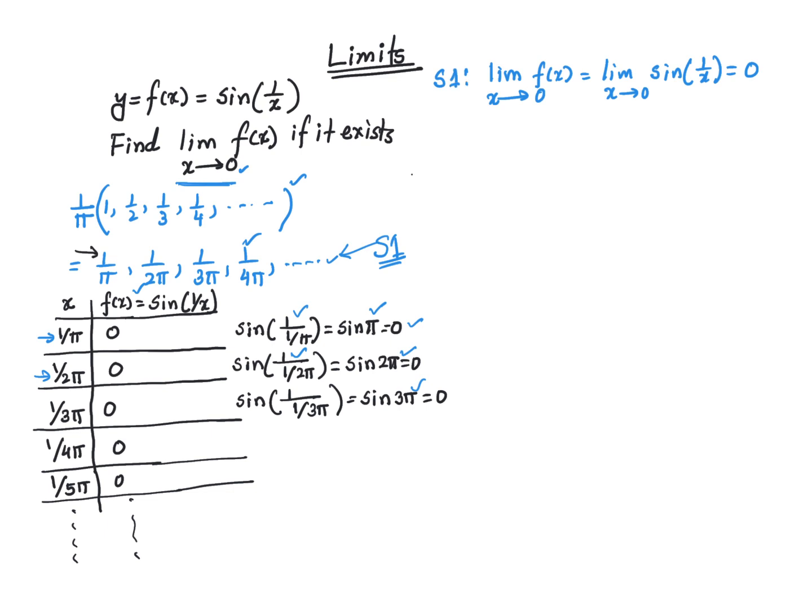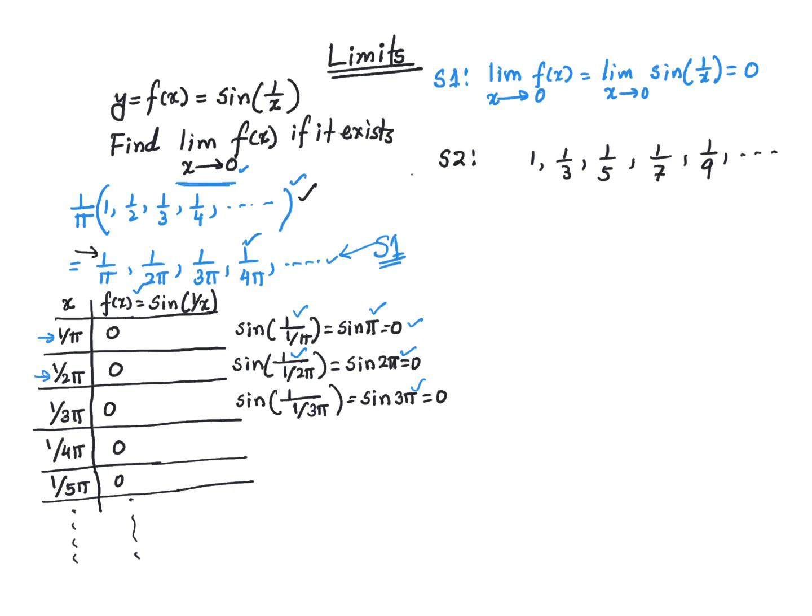Now I'm going to create a sequence 2. Let's call this S2. This time my sequence is going to be 1, 1/3, 1/5, 1/7, 1/9, and it keeps going. As you can see, these sequence values approach 0 as well, by taking a different path, not like the one here.